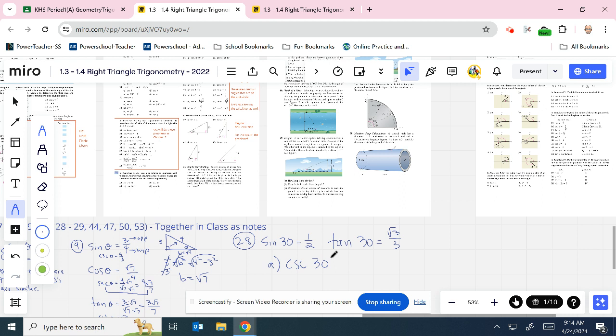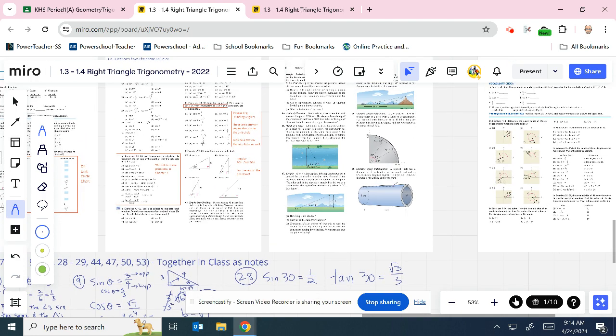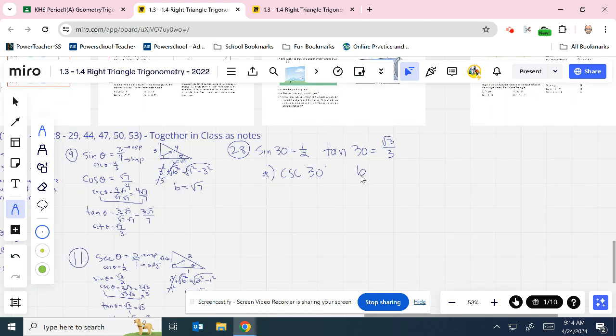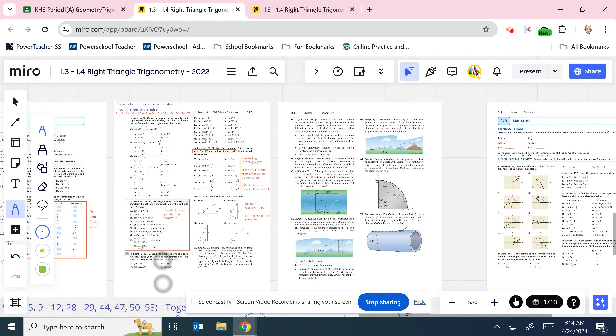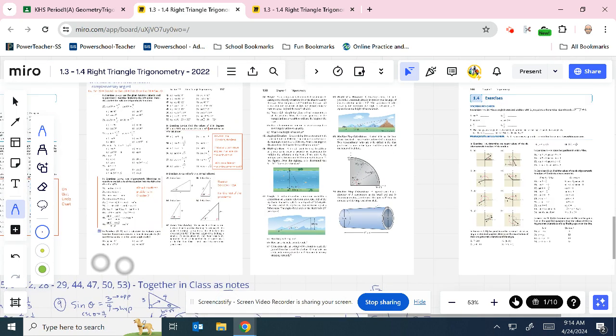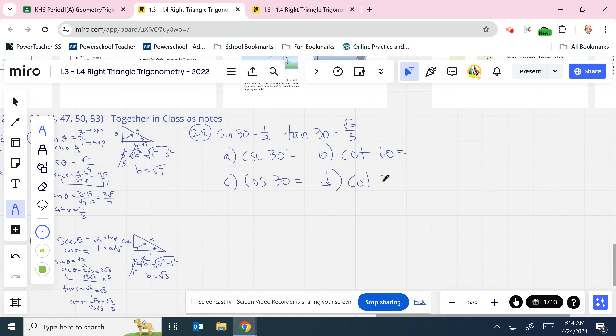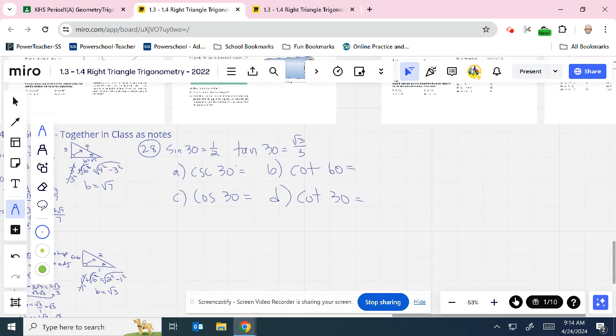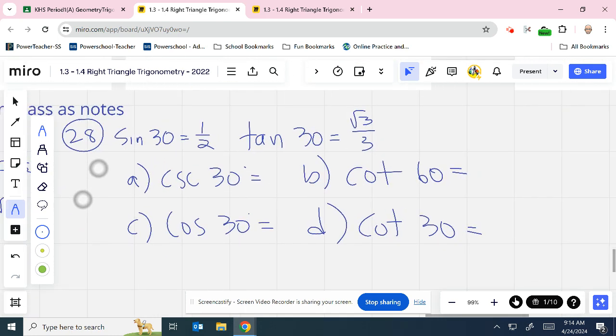All right, so they want cosecant of 30. They want the cotangent of 60. So letter B, they want cotangent of 60. Okay, so just put equals for each one. We're going to find each one. Cosine of 30 is C. And D, they want cotangent of 30. Okay, so let's see what we can find. Can you find A pretty quickly?